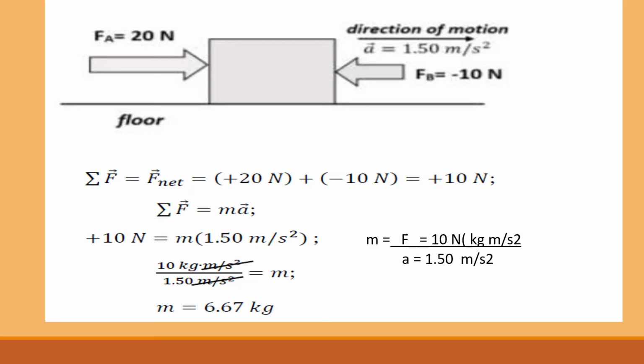Okay, summation of force is equal to mass times acceleration. So what is asked now is find the mass. So the equation for mass is force divided by acceleration. The net force is 10 newton divided by the acceleration. The acceleration is 1.50 meter per second squared. So 10 divided by 1.50, the answer is 6.67. How come this becomes kilogram? Because it's mass. So 6.67 kilogram. That is the answer for problem solving number 3.